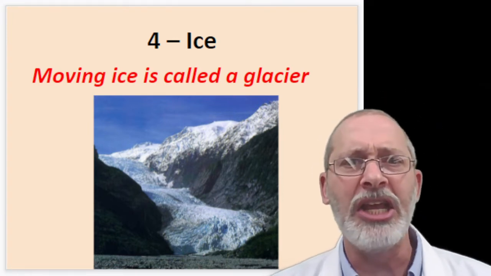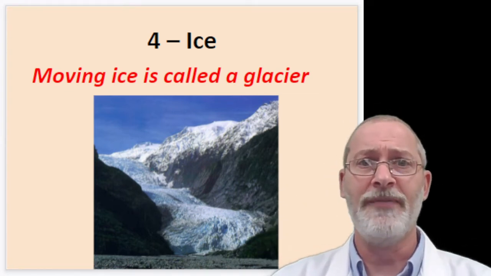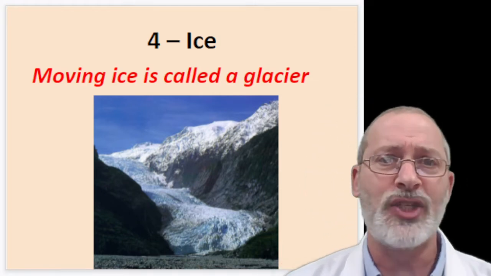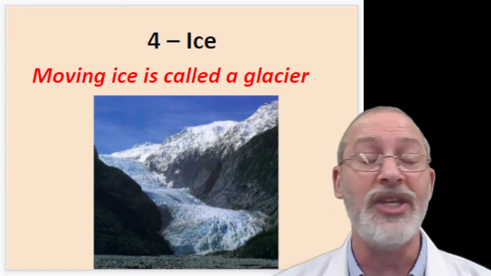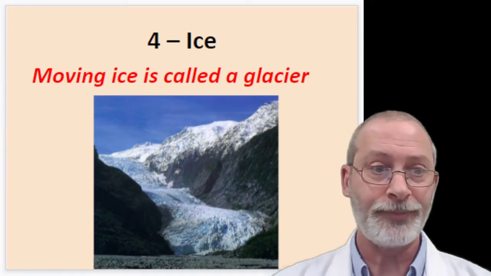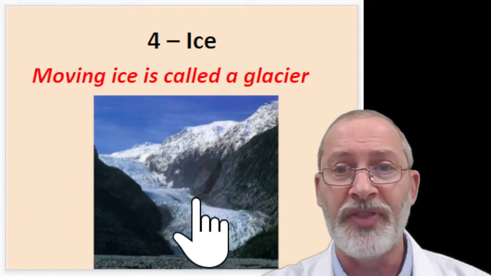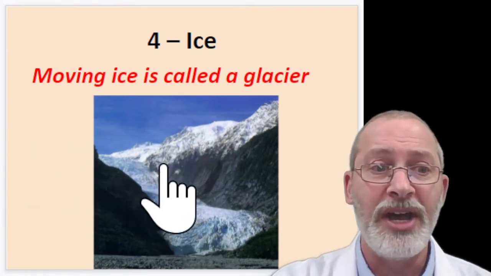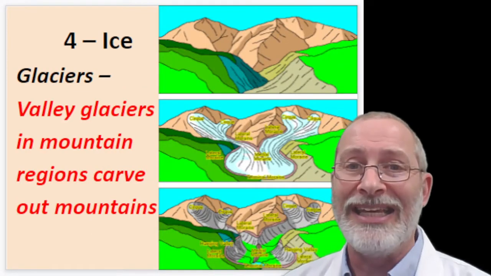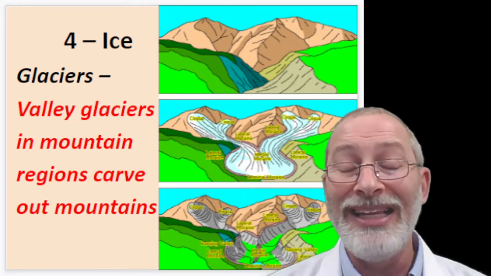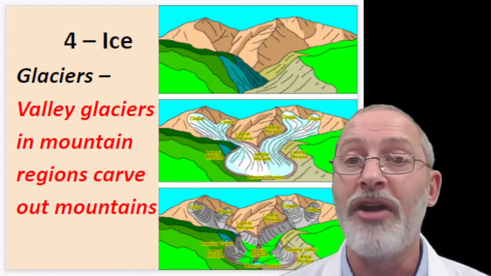Frozen. Let it go, let it flow down the hill, we might say, with ice, ice, baby. Ice is, well, moving ice is called a glacier. And there are different types of glaciers. Most people, when we think of glaciers, might think of this type of glacier, which is technically called a valley glacier. A valley glacier is found in mountain regions and they carve out the mountains.